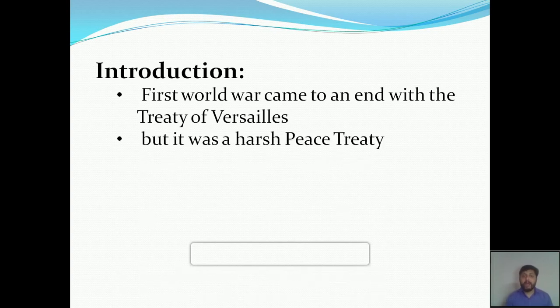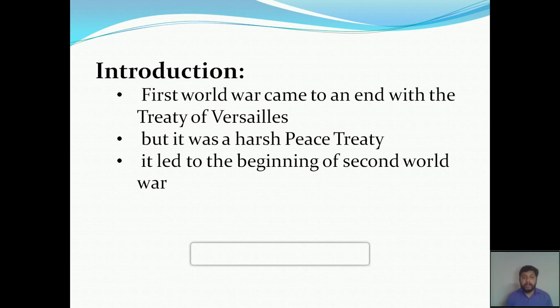So the First World War came to an end with the signing of the Treaty of Versailles, but it was a harsh peace treaty. Even though it was a peace treaty, it was not fully accepted by all the different countries who were involved in the war. Rather than a smooth peace treaty, it was something different. It was very harsh in nature. It led to the beginning of the Second World War.